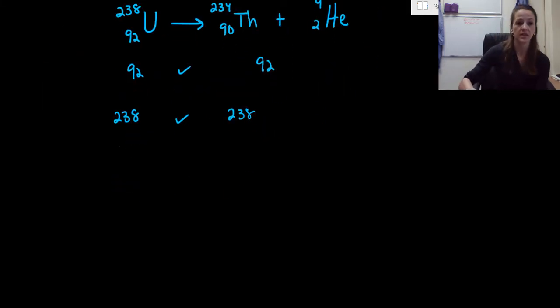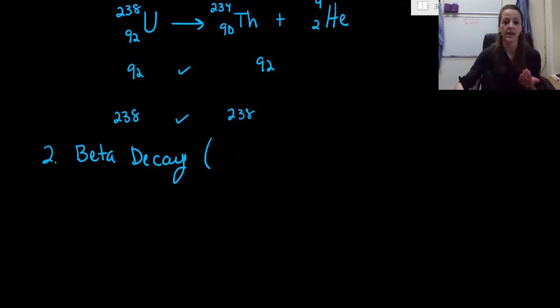Now a different example of a decay reaction is called a beta decay. Beta decay is when you release a beta particle, or an electron, as a product of a reaction. We'll just draw it out here as an electron like this, which is what the beta particle is, and again it's a product.